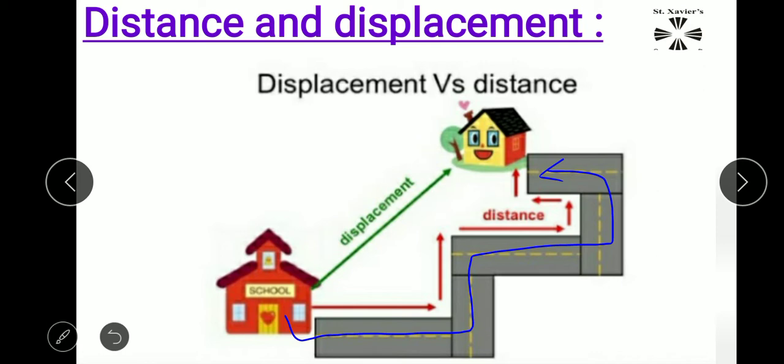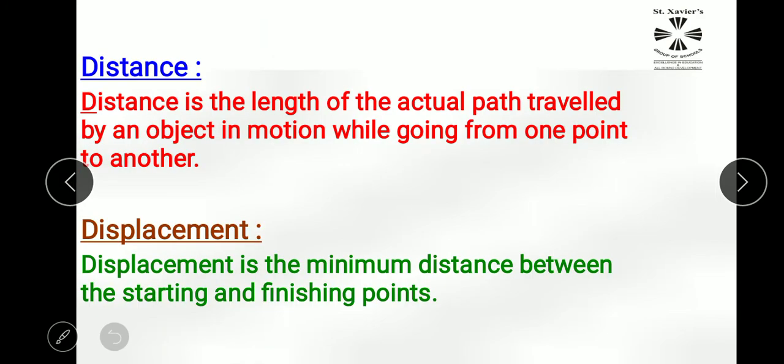But for example, on a Google map, if I have to check the distance between two places, starting point and finishing point, they will not follow the actual path. We can draw a straight line on a map, taking the starting and finishing point, and this minimum distance between the starting and finishing point can be said as displacement, students. So it is not an actual path, it is not the length of the actual path. Here displacement is the minimum distance between the starting and finishing point, students.